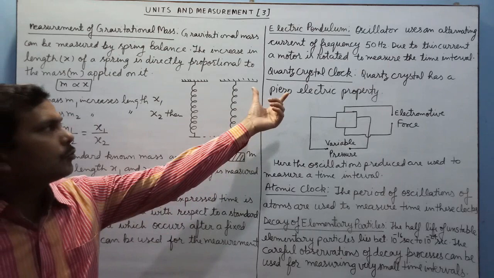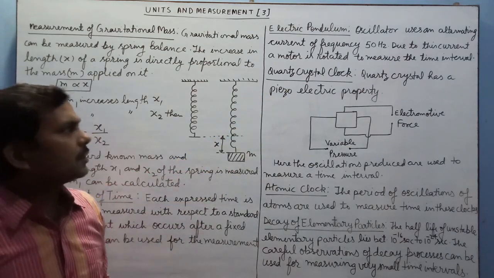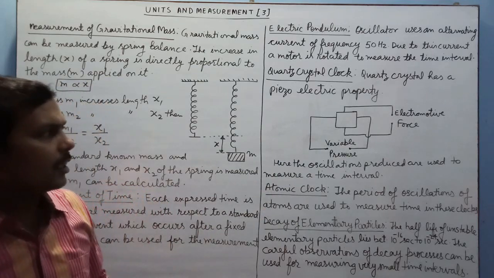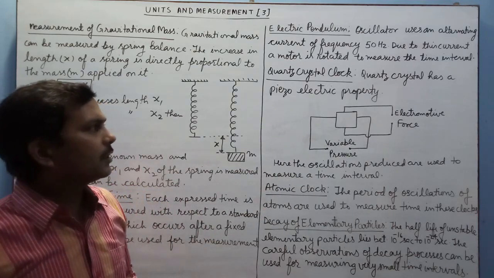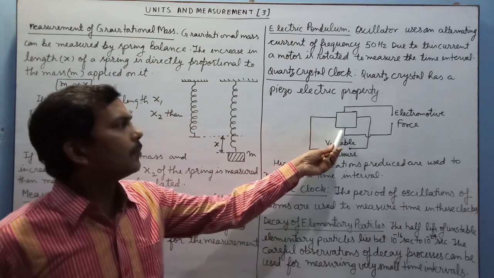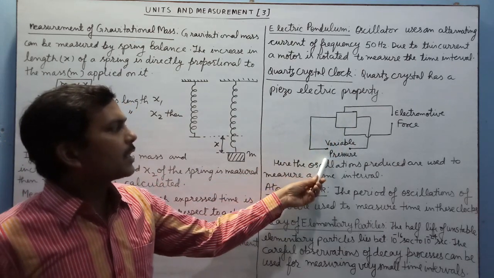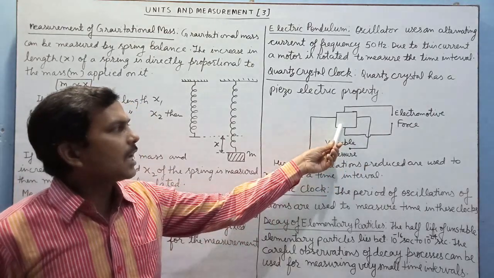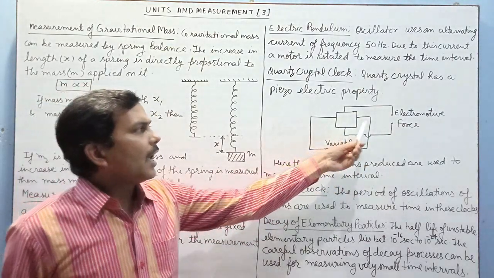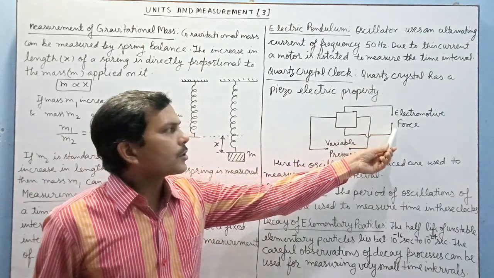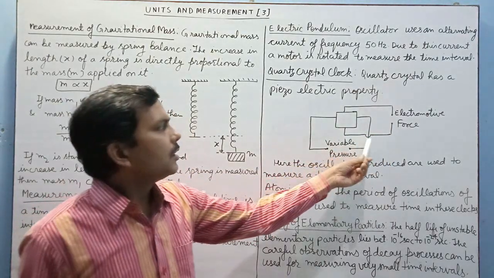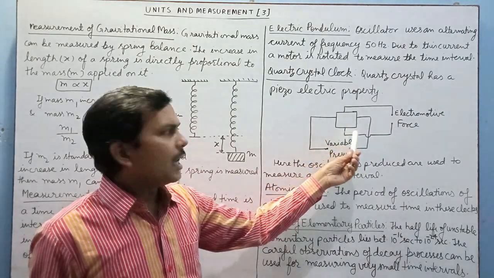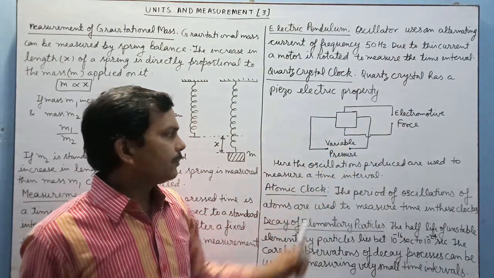Another example is the quartz crystal clock. Quartz crystal has a piezoelectric property. What is the piezoelectric property? Let us consider a quartz crystal. If we apply a variable pressure on the two opposite faces of a quartz crystal, then an electromotive force is developed on the remaining two opposite faces of the crystal, having the same frequency.